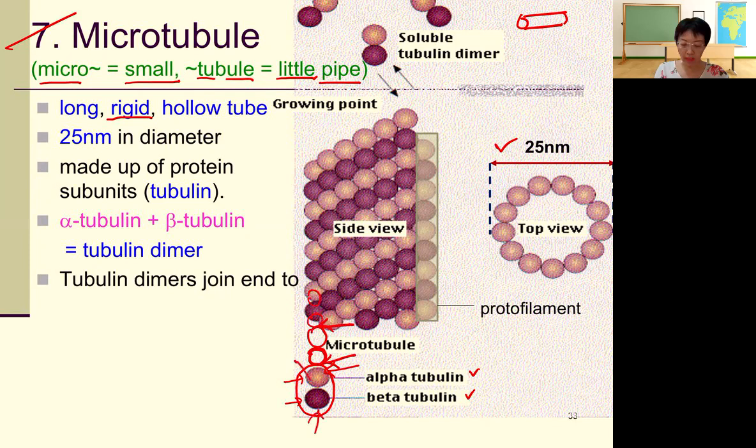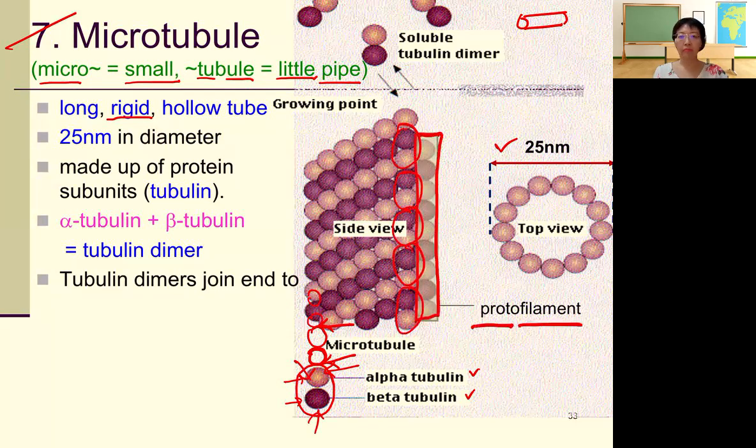Both of these ends will join to both ends of the other tubulin. So they join end to end, like this here. Can you see? One end joined to the other end. When they join up like this, they will form a long strand like this. This long strand is called the protofilament.